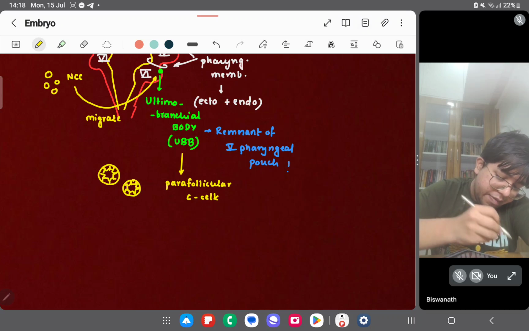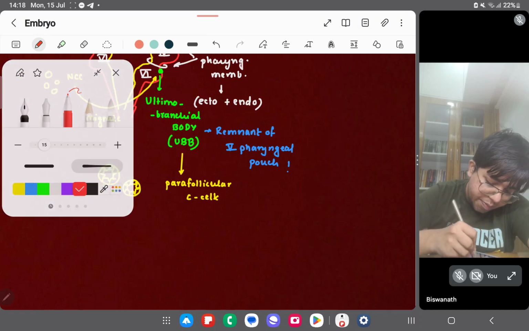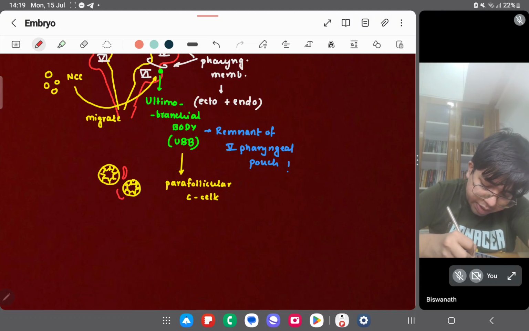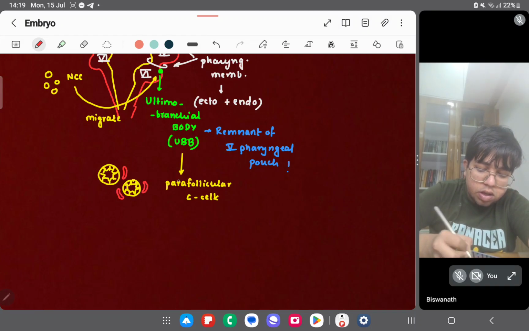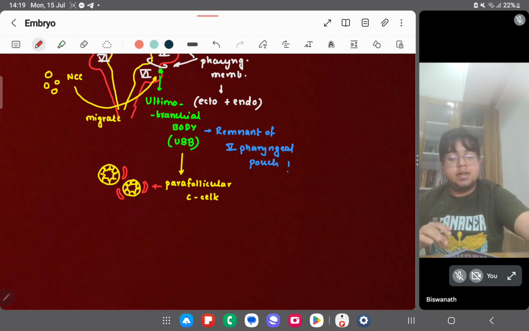So between them we have some C-shaped cells, right? These are some C-shaped cells. So these are the parafollicular C cells. Understood?